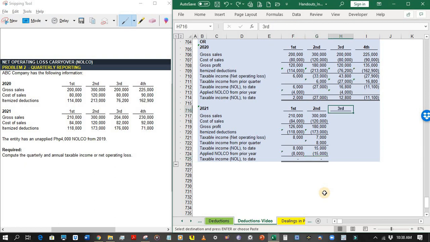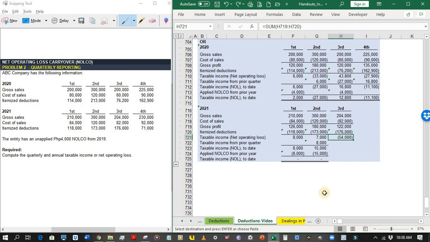So for the third quarter, we have a gross sales of 204. Again, this is non-cumulative. The cost of sales is 82,000. Gross profit is 122. Then we have an itemized deduction of 176. So for the third quarter only, we have a net operating loss of 54,000 pesos. So that is only from July to September.